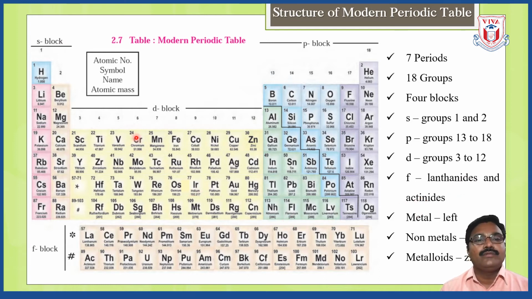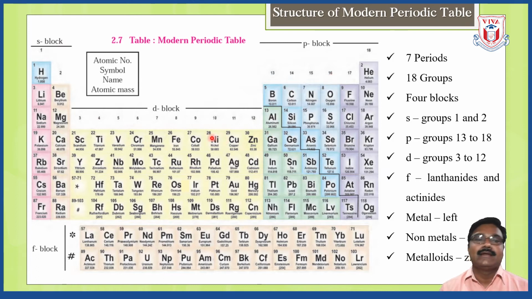Then here one more separation is there. Here you will find one zigzag line is there, and along this zigzag line all the metalloids, that means the elements which show properties of metals as well as non-metals. That means they show some properties similar to metals and some properties similar to non-metals, and they are known as metalloids like boron, silicon, germanium, and arsenic, and these are placed along a zigzag line in a periodic table, and this zigzag line separates metals from non-metals.